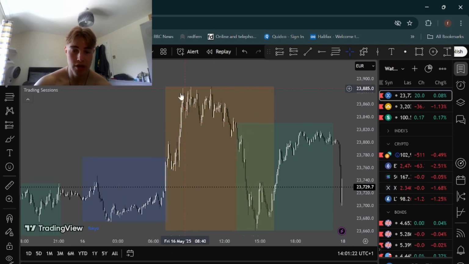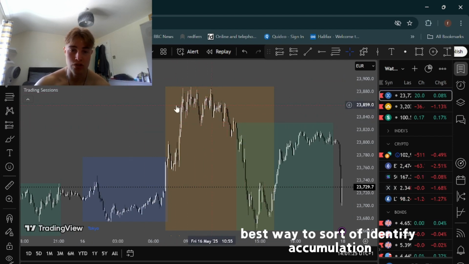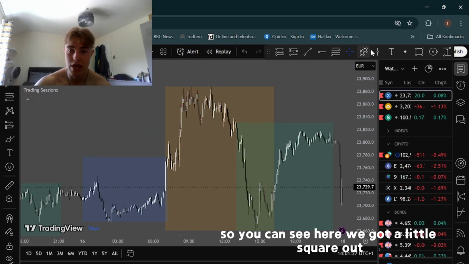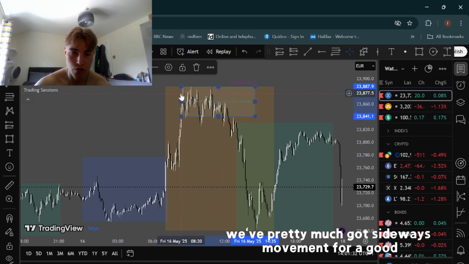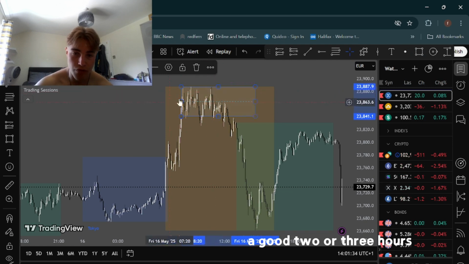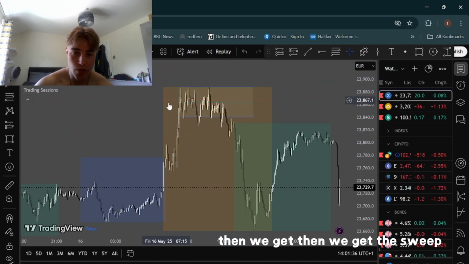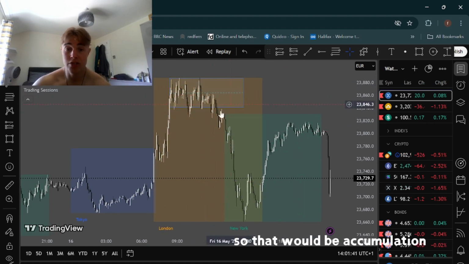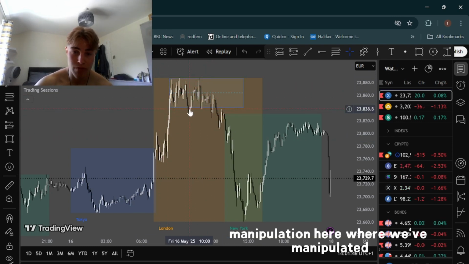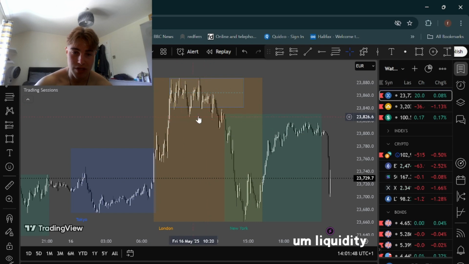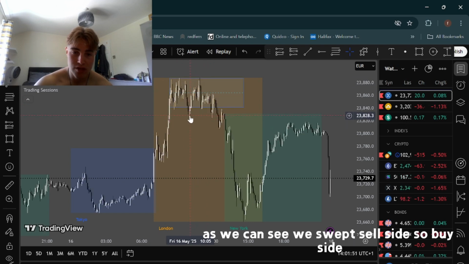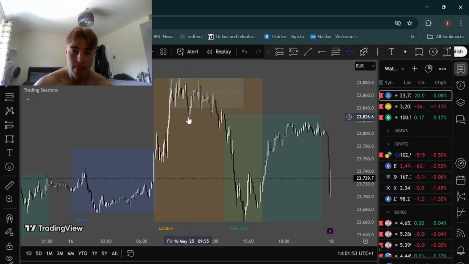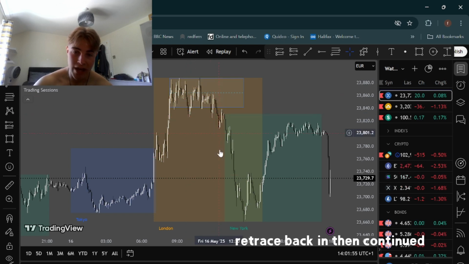The best way to identify accumulation is by sideways movement. So you can see here, we get a little square out. We've pretty much got sideways movement for a good 2 or 3 hours. Then we get the sweep, we get the close below, and we get the retest and move down. So that would be accumulation. Manipulation here is where we've manipulated liquidity. As we can see, we swept buy side, retraced back in, then continued.